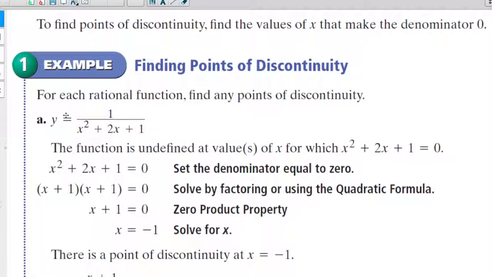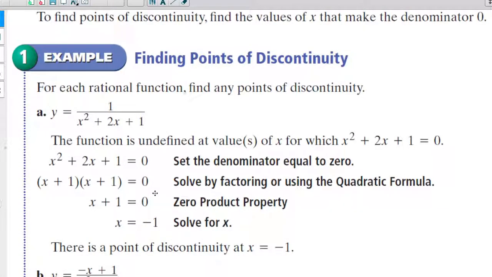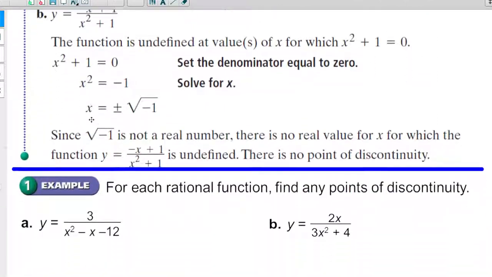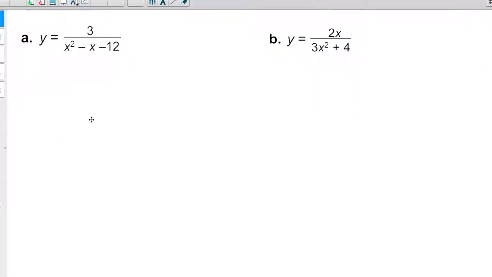All right, example 1, finding points of discontinuity. Pretty easy, to be honest. You set your denominator equal to 0 and you solve for x. So that means you're either factoring, using the quadratic formula, anything that you can do to solve for x. Most of the time you're able to factor. Some of the time you're not, and you have to use that quadratic formula. So you see, factoring is important, and so is that quadratic formula. So now let's take a look at these two for your notes.